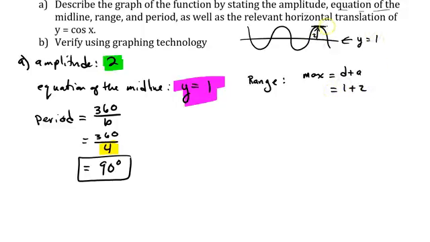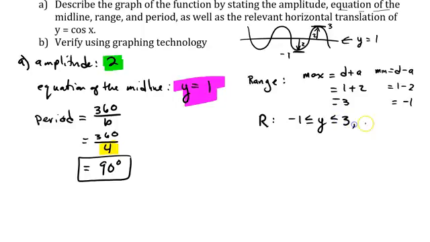So that means that the maximum occurs at d plus a, 1 plus 2. So 1 plus 2 is 3. And the minimum, we're saying that our equation of the midline minus 2 is going to be negative 1. So the minimum occurs at d minus a, which is 1 minus 2, which is negative 1. So if I were to state my range, it would be negative 1 is less than or equal to y is less than or equal to 3. Y is an element of the reals.